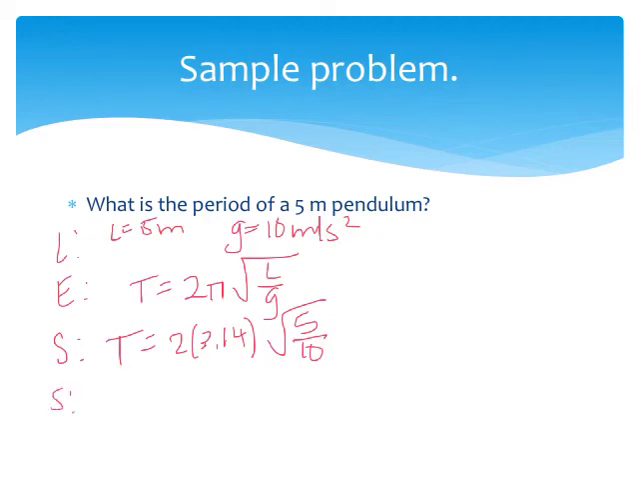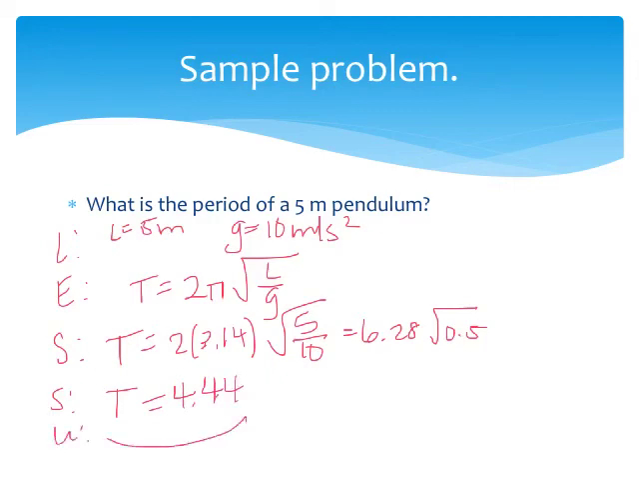And then that ends up becoming, if you calculate it out correctly, so I kind of took this one step further before calculating. I had 6.28 times the square root of 0.5. Found the square root of 0.5 and then multiplied by 6.28 and got 4.4. And since we're solving for period, that's in seconds. Okay?